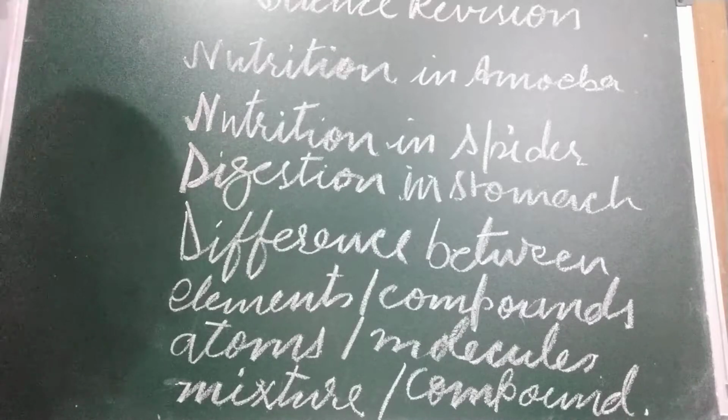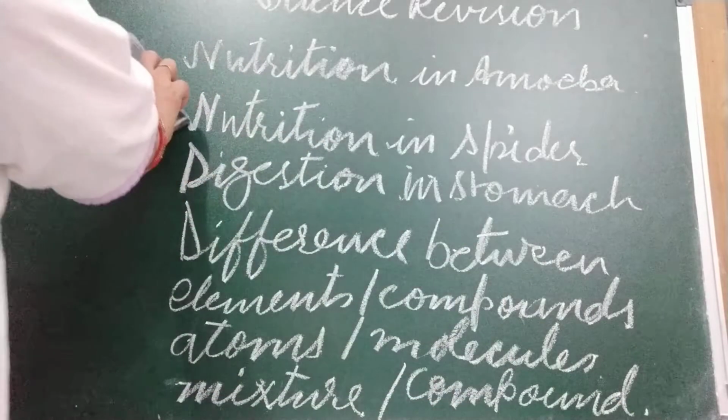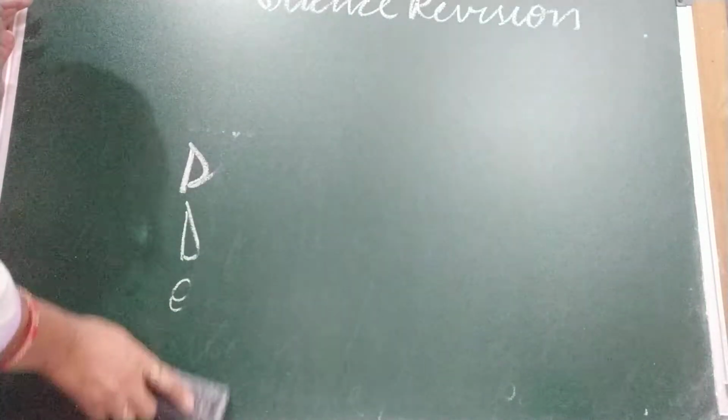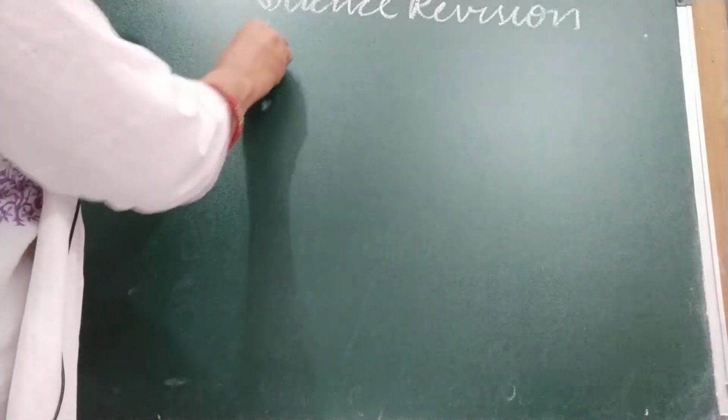Children, now we are going to discuss formula, how to make a formula, and the formula of magnesium chloride. How are we going to make magnesium chloride?